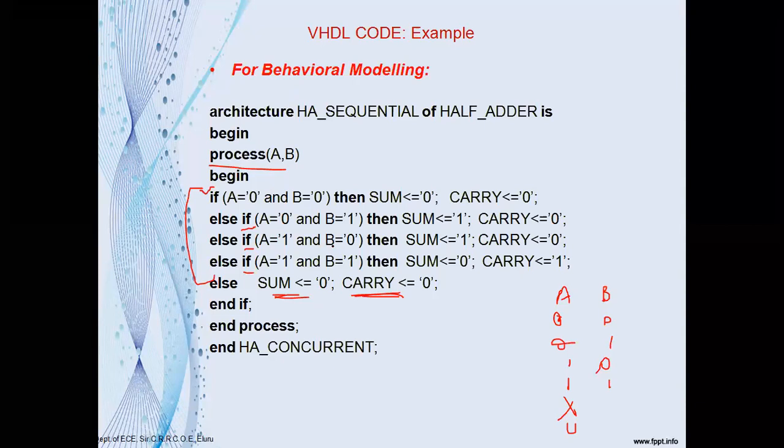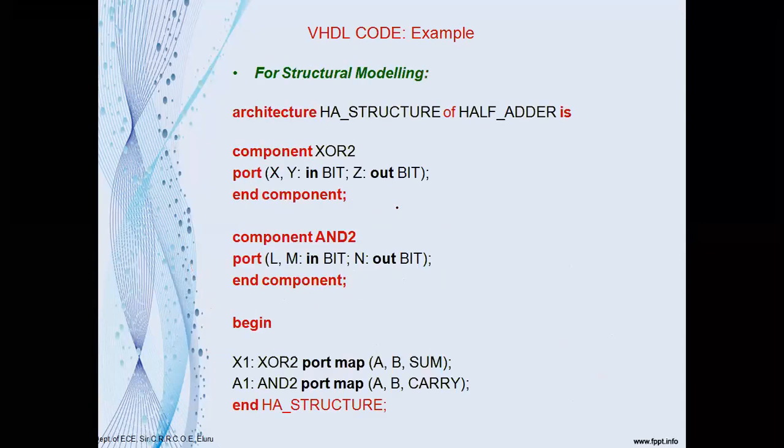In behavioral modeling, the statements are executed in an order, in a sequence. And in behavioral modeling, we use the process statement. Remember, these two are very important. You're not using any logical expressions or gates, you're just describing the behavior of the system using the truth table. That is behavioral modeling. And the next level of abstraction is the structural modeling.